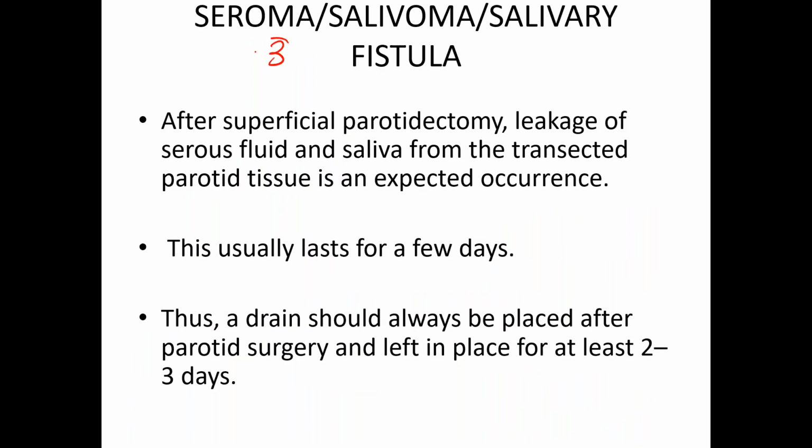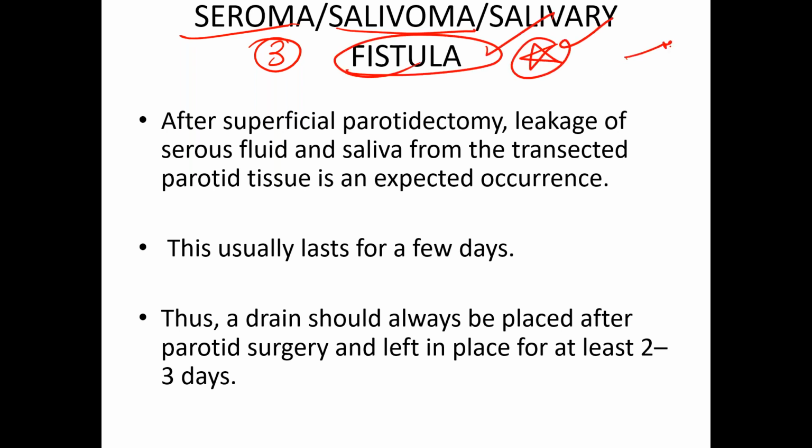Number 3 is seroma or salivary fistula. Salivary fistula can occur. There is a communication between the left out gland and the outside skin. The saliva keeps on leaking onto the skin. That is called a salivary fistula. Fistula is an opening on both sides, like a flute.